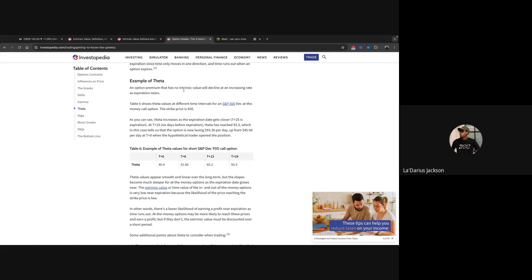So again, the option premium that has no intrinsic value will decline at an increasing rate as expiration nears. So the closer we get to expiration with no intrinsic value, meaning it's not in the money, the rate of decay is going to be going up.